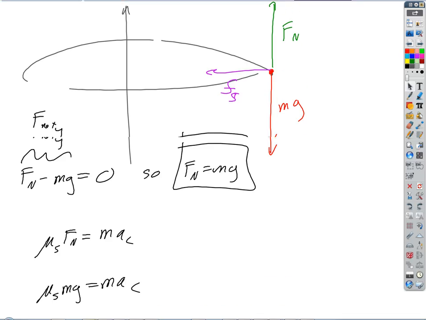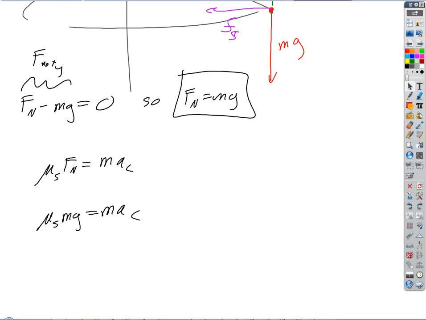What about in the centripetal direction? The net force in the centripetal direction is just the only force, the frictional force. So that's mu times normal force, but normal force is mg. So mu times mg would equal the centripetal force. By Newton's second law, net force equals ma, but the type of acceleration this time is centripetal acceleration. So that's where we left off.